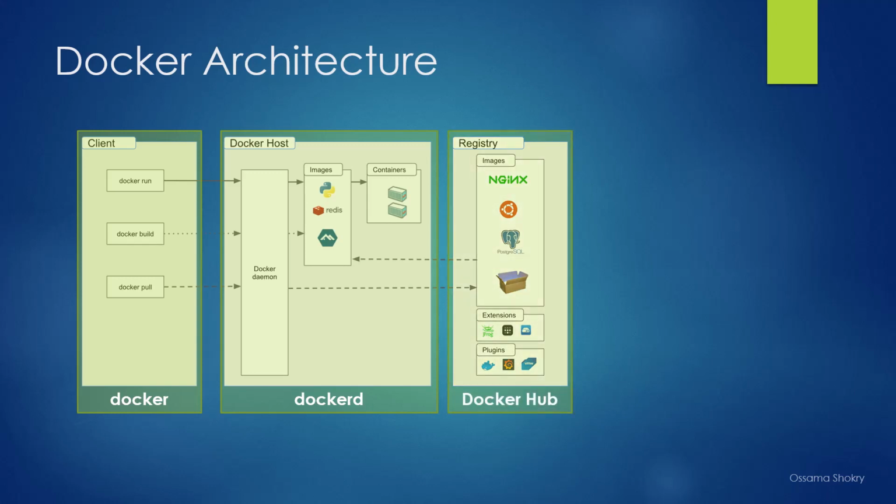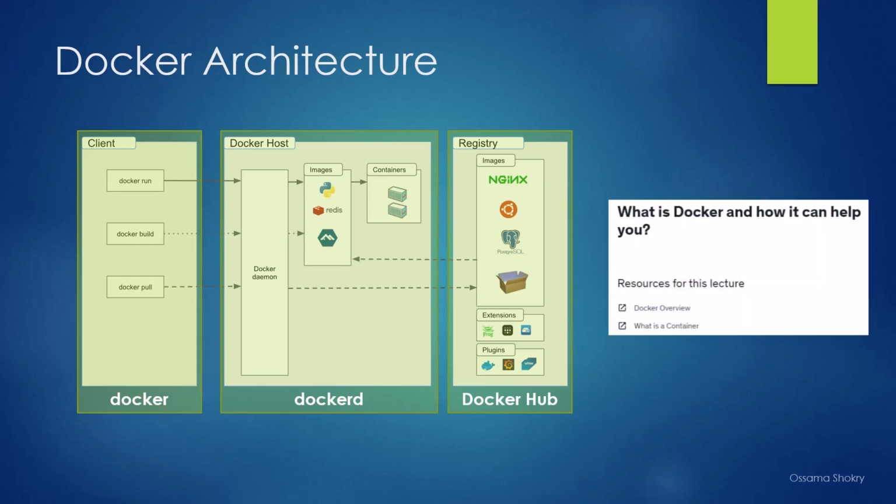Docker Hub is a public registry that anyone can use, and Docker is configured to look for images on Docker Hub by default. For more information on Docker architecture, refer to the Docker overview link in the resources attached to this lecture.